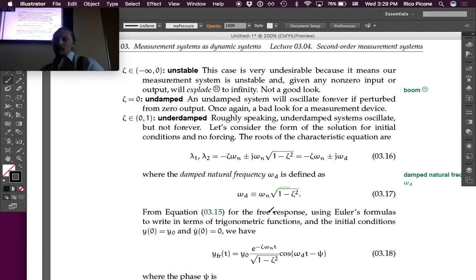The underdamped is the first one, which is for zeta between 0 and 1. Roughly speaking, underdamped systems oscillate, but not forever, okay?